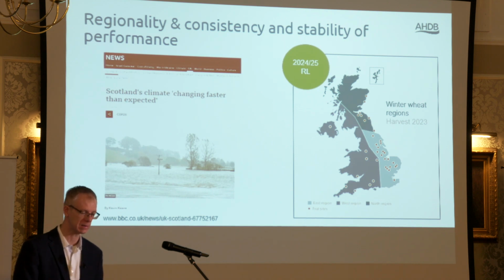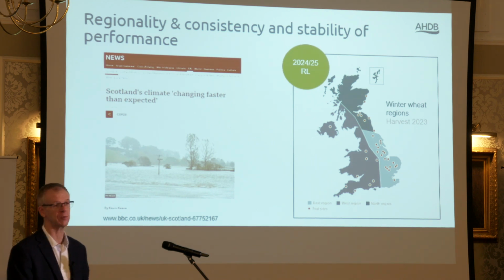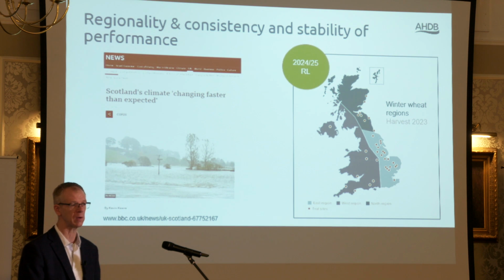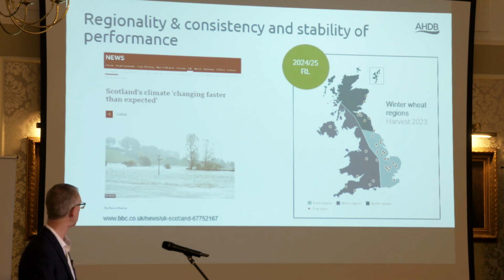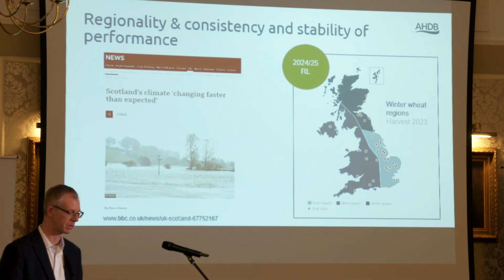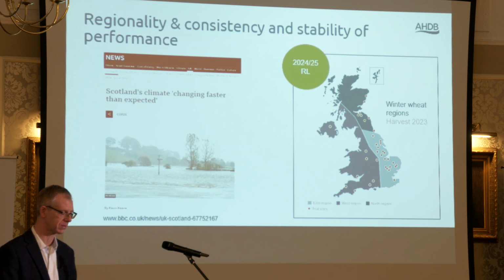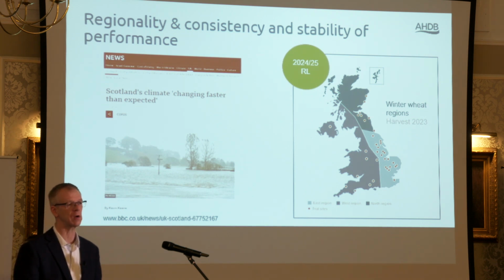In terms of regionality, Scotland actually does pretty well with RL trials. The trials in general are spread according to the crop area, and the map on the right hand side there shows the wheat, treated wheat trials. But we put more trials in Scotland because you've got this unique situation up here, so we produce those northern recommendations. There are actually more trials than you would expect in Scotland. Actually, there's quite a lot in the Aberdeen area.